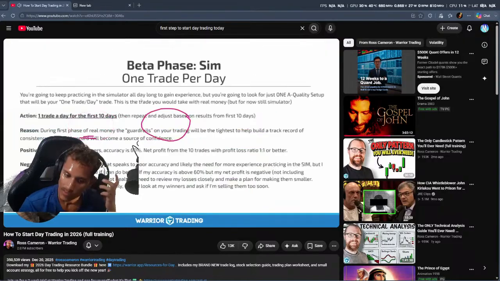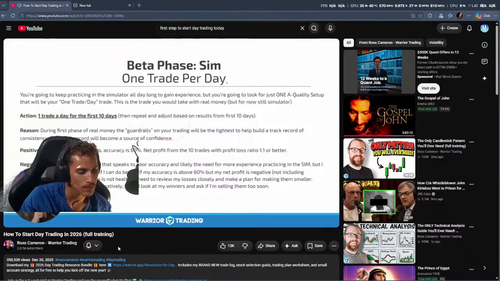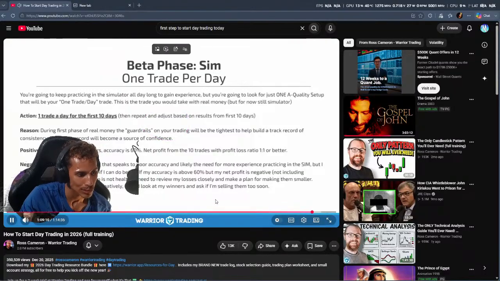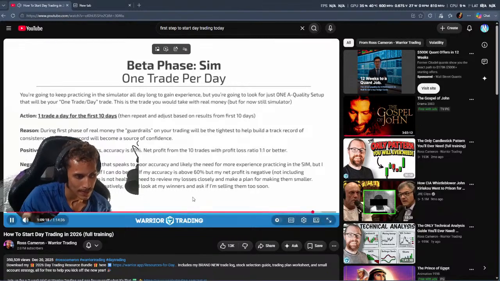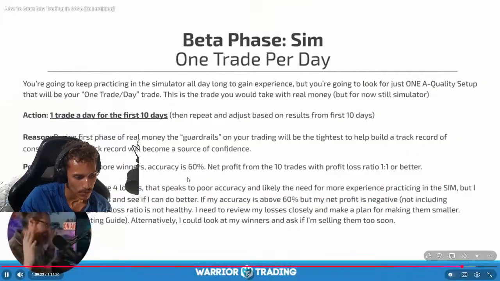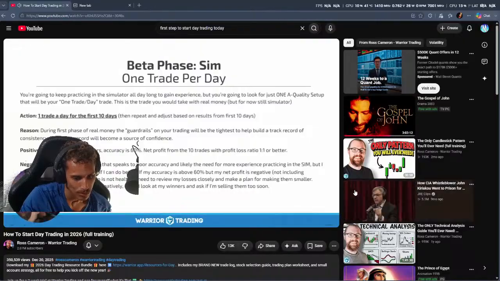And then the beta phase is what I call the dry run for going live with real money in phase 1. So in the beta phase, what I want you to start doing is taking one trade a day that is your, like, quote unquote real money trade. Still do it in the simulator, but track it separately from all the others. So basically, you're going to keep taking a lot of trades to gain experience, but you're going to be looking for one really good setup. And you're going to say, this is the setup that I would take with real money. And I want you to do that one trade a day for 10 days.